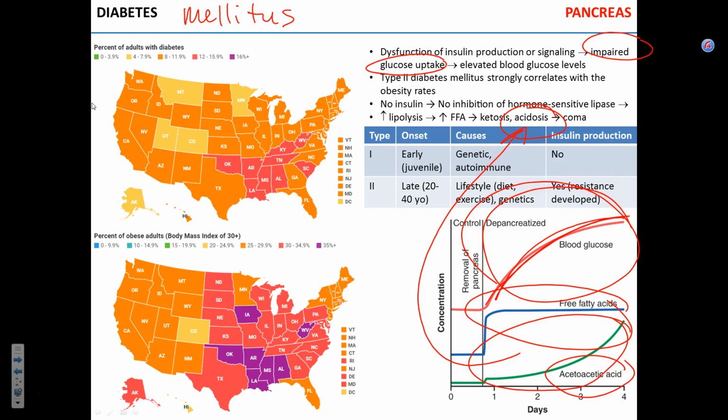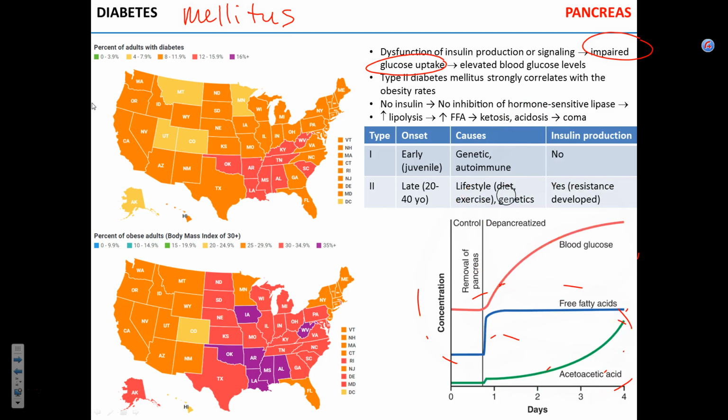So understand the mechanism, right? Glucose doesn't get into the cells. Cells have to use fat. Products of fat breakdown are ketones. Ketones acidify the blood. Cool. Now, there are two types of diabetes. Type 1, type 2. Type 1 is also called a juvenile diabetes.